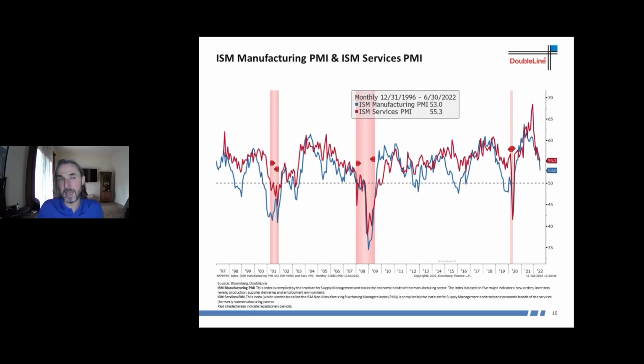Another thing, I talked about the PMI data. Again, manufacturing is a smaller piece of the U.S. economy than the service sector. And so it makes sense to look at not just manufacturing but also the service sector as well.